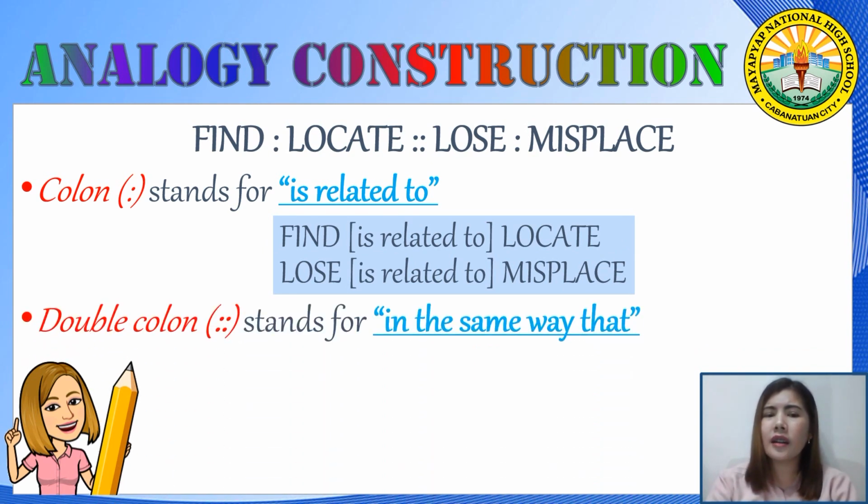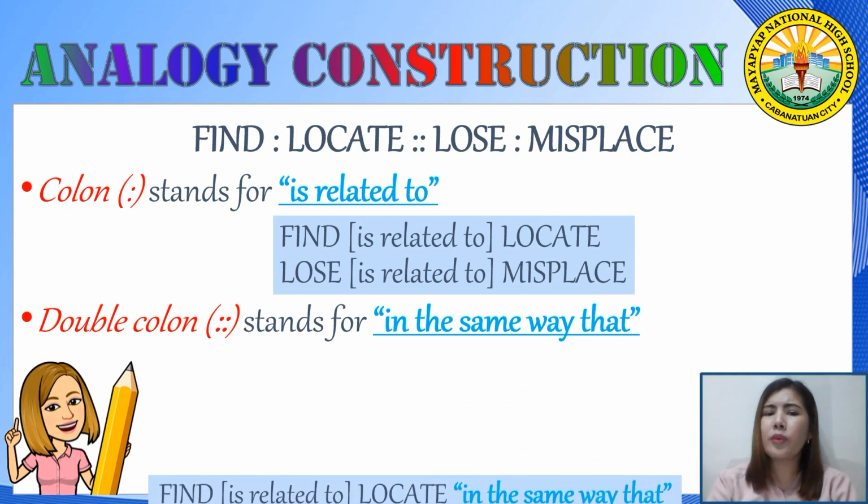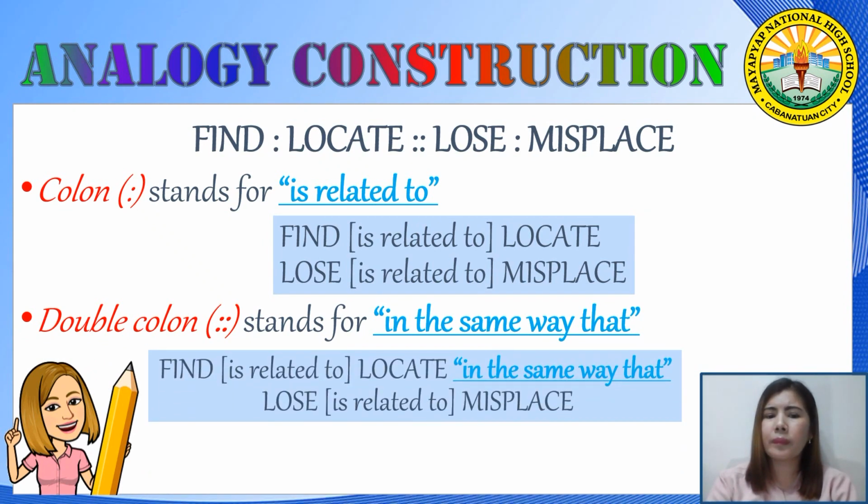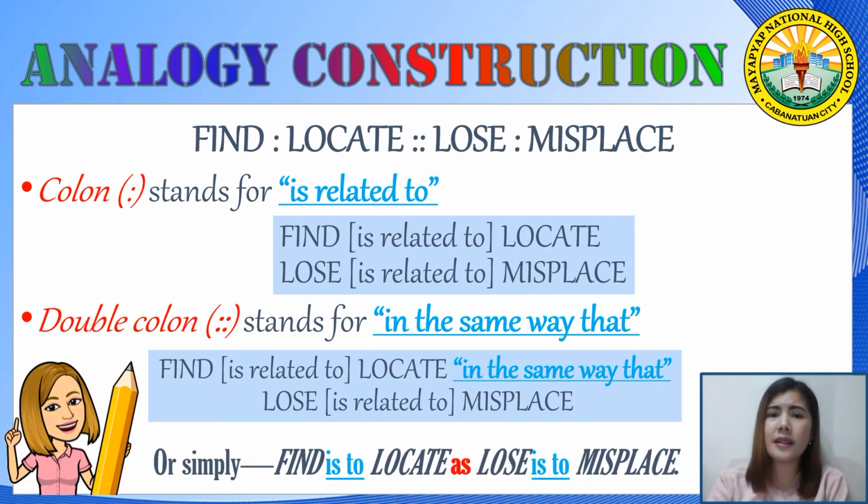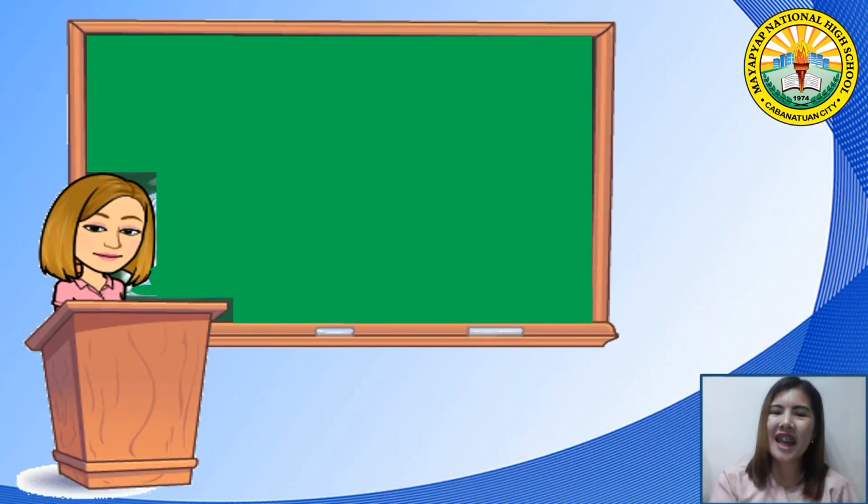Next is the double colon, which stands for the phrase in the same way that. So when we read the analogy, it will be find is related to locate in the same way that lose is related to misplace. Or to simplify this, it can be read as find is to locate and lose is to misplace. Let us now discuss the kinds of relationships in an analogy.